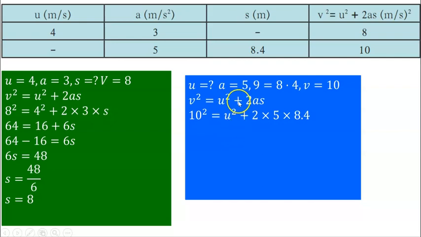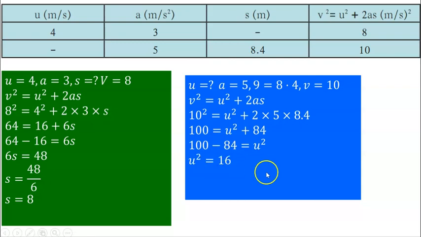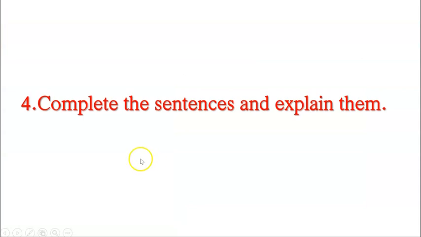u square is as it is plus 2, a is 5, s is 8.4, and after simplification 10 square is 100 is equals to u square. आता इथे मल्टिप्लिकेशन करणार. 2 into 5 is 10, 10 into 8.4 means what? 84, and hence you will get here u square is equals to 100 minus 84, and hence u square is equals to 16, that is u is equals to 4. Okay, and this is the initial velocity. Now we complete the table. The value of s is 8, and the value of u is equals to 4. Okay, and in this way we have completed question number 3.